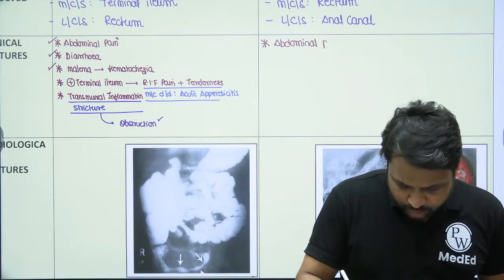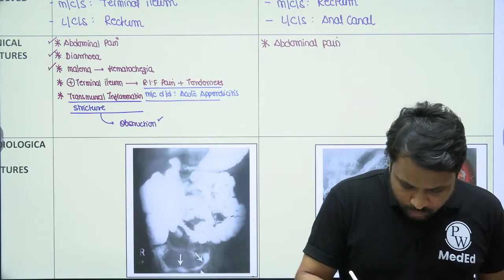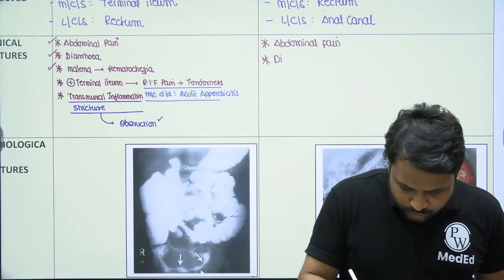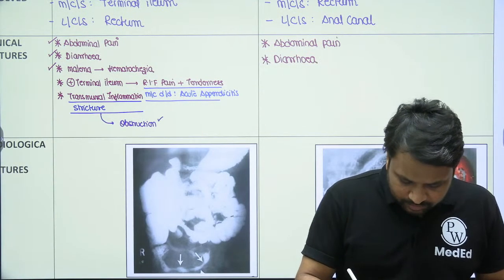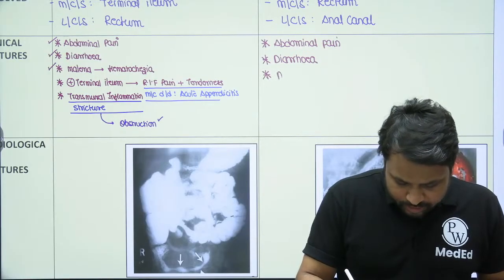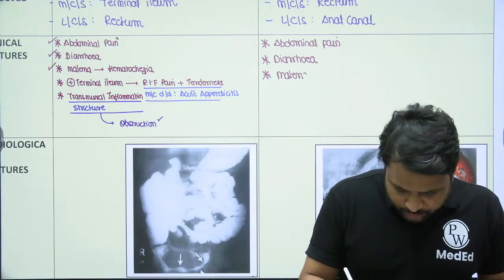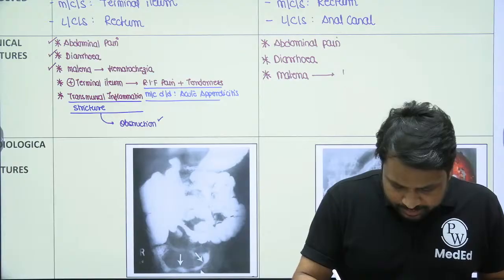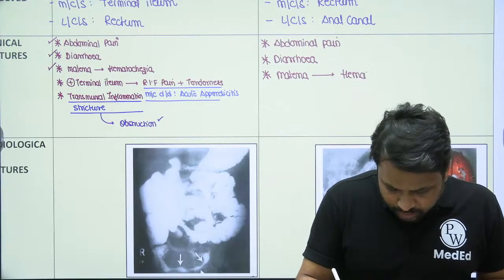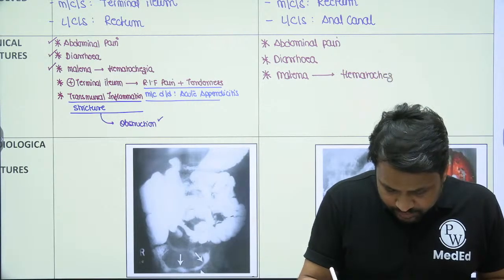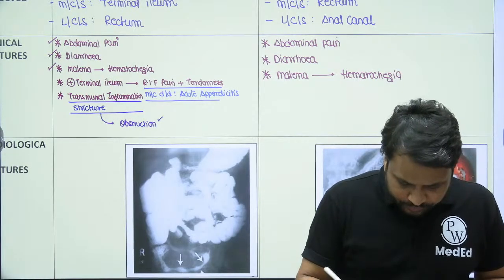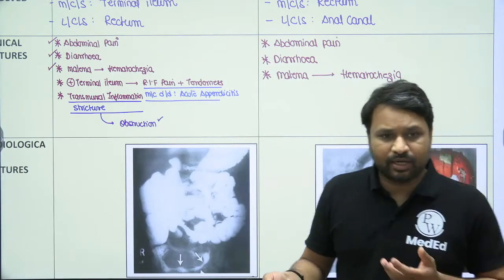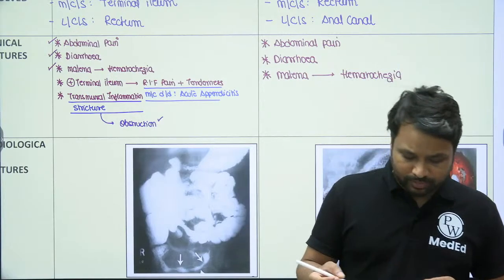Patient will have abdominal pain. Along with abdominal pain, patient will also have diarrhea. Shedding of mucosa secondary to inflammatory response can also present with melena, sometimes followed by hematochezia as well. So there will be abdominal pain, diarrhea, and melena, which can be followed by hematochezia.